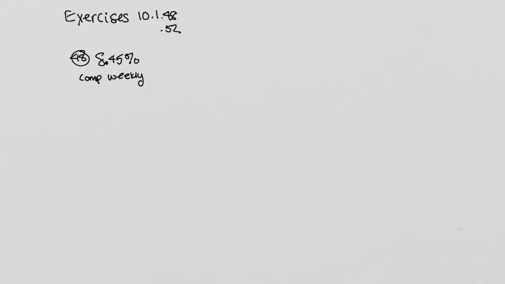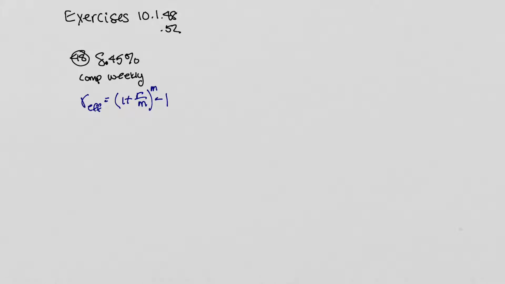Problem number 48 in 10.1 asks us to calculate the effective rate for 8.45% compounded weekly. So let's start by writing our effective rate formula. I'll write R, and I'll subscript it with EFF for effective rate. This is equal to (1 plus R over M) to the M, and since we just do it for 1 year, we don't need the T here, and then minus 1.